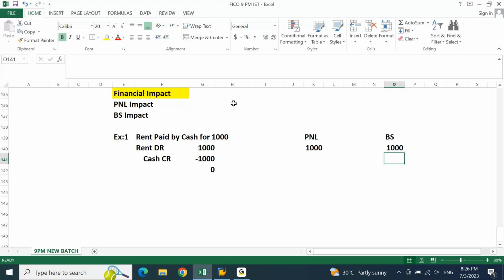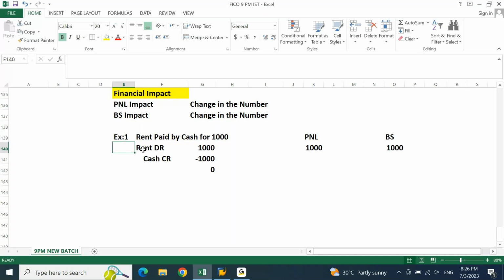Now, when I say P&L impact or balance sheet impact, we are talking about change in the number. If my P&L number is changing, what is your P&L number called? When you prepare a P&L, what number are you going to get? Profit. Either profit or loss.